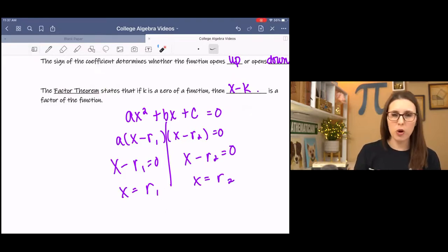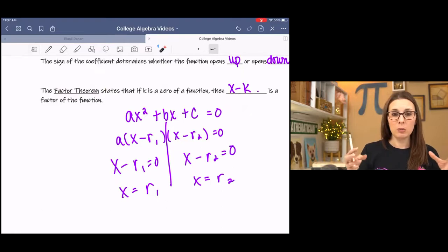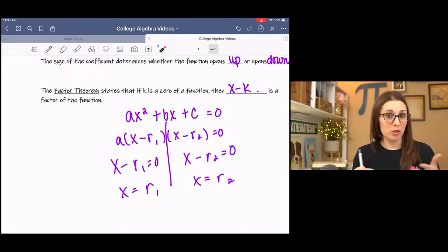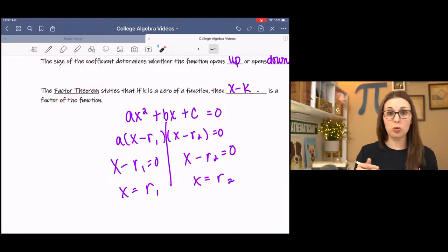We know that for quadratics, we can factor that because we've already learned it. But as our polynomials get bigger and bigger, those degrees get higher and higher, it's really hard to factor them, if not impossible to factor them just by looking at it. So we can simplify it down to, okay, well, let's find the roots or the zeros. And if we can find the roots or the zeros, then we can use this theorem to write it in factored form.